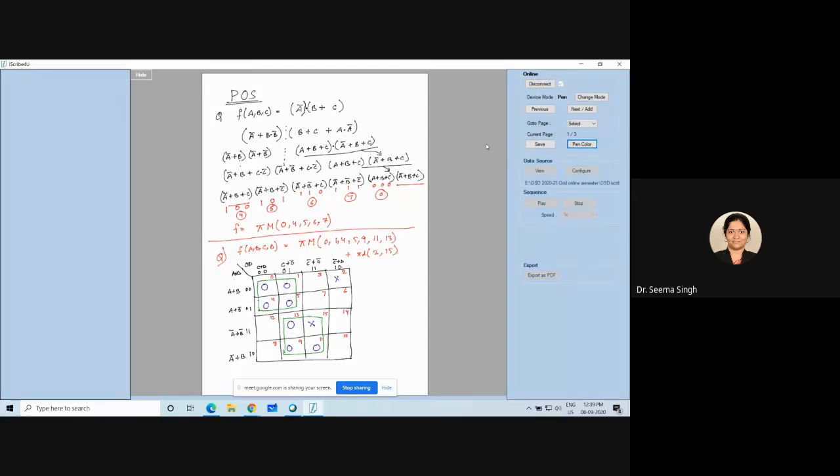So now what will this group be called as? What all is not changing? A and C are not changing. So this group will be called as A plus C. And what will this group be called as? A bar plus D bar. This is your other group. So these are our essential prime implicants. F equal to A plus C and A bar plus D bar.